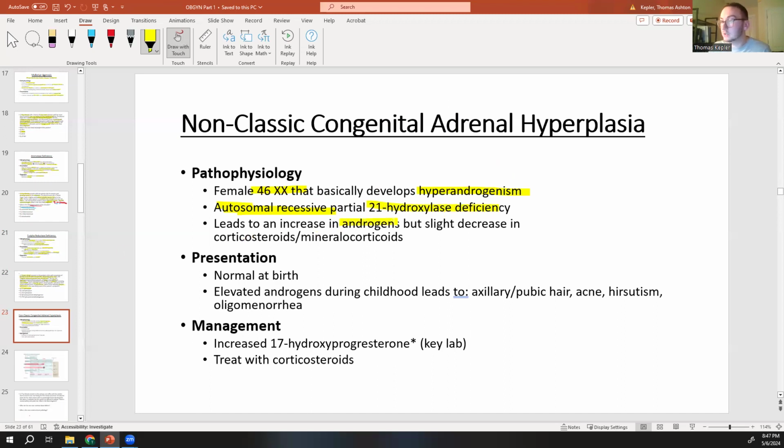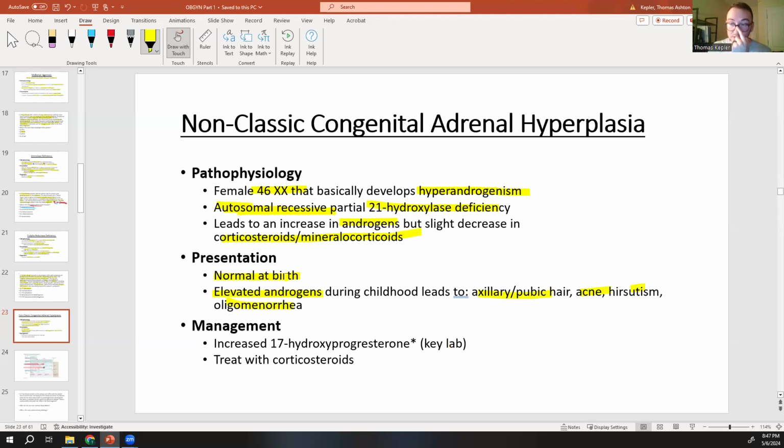So this leads to an increase in androgens, but a slight decrease in your corticosteroids and mineralocorticoids. In contrast to the complete deficiency, which would present at birth with hemodynamic changes, lethargy, fatigue, this is going to present much later in life, generally around when the kids are hitting puberty. So at birth, these kids are going to be normal. And then they get elevated androgens during childhood. That leads to axillary and pubic hair growth, acne, hirsutism, and changes in their menstrual periods.